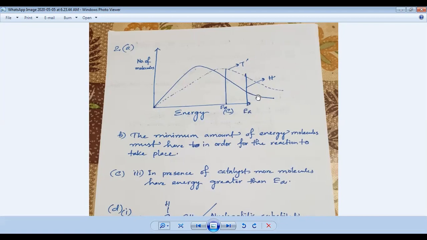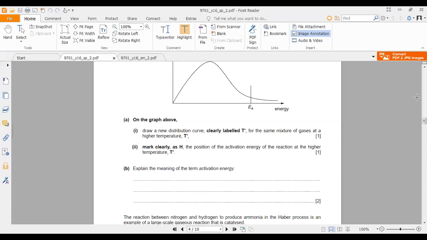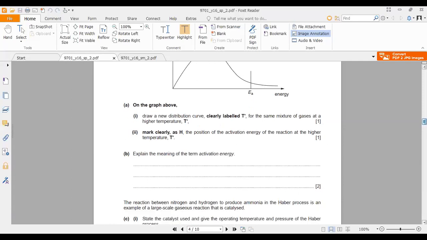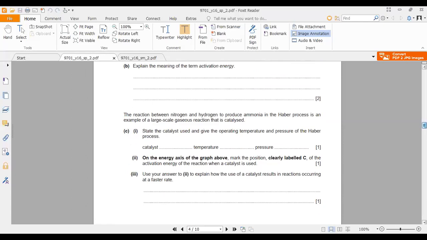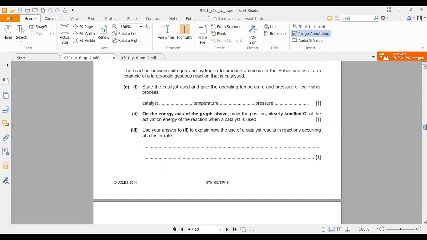obviously more molecules will have higher energy, right? More molecules have achieved activation energy. That's why the rate of reaction will be faster. I hope I answered this question. Now let's go back to the question once again. Explain the meaning of the term activation energy. Already you have explained. Come to this one.